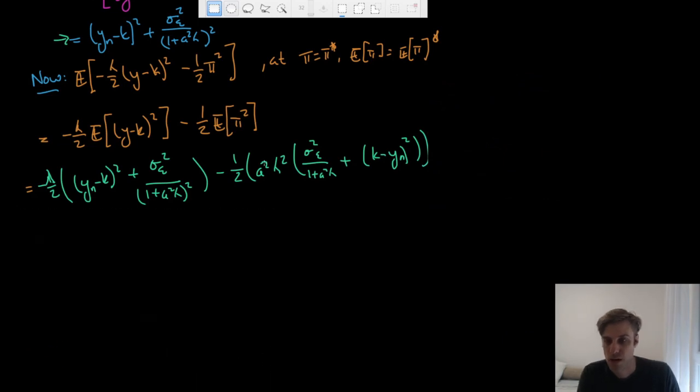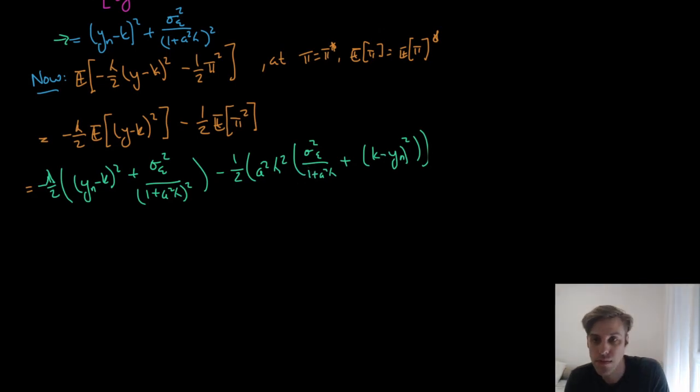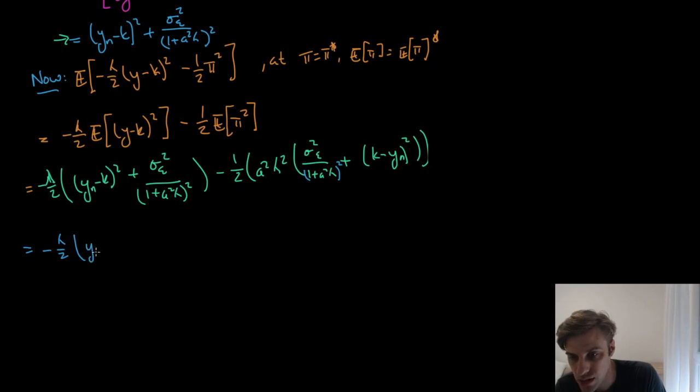Okay, so here we have a square underneath. This was where the error was. This is squared. Okay, and now it's nice because we have a square and a square. So I can factor out minus lambda over 2 from both parts. Minus lambda over 2, (yn minus k) squared, there's a new parenthesis here, plus sigma epsilon squared over (1 plus a squared lambda) squared.